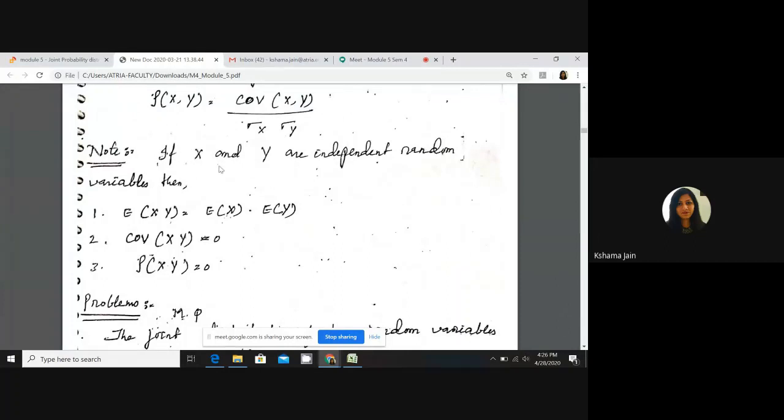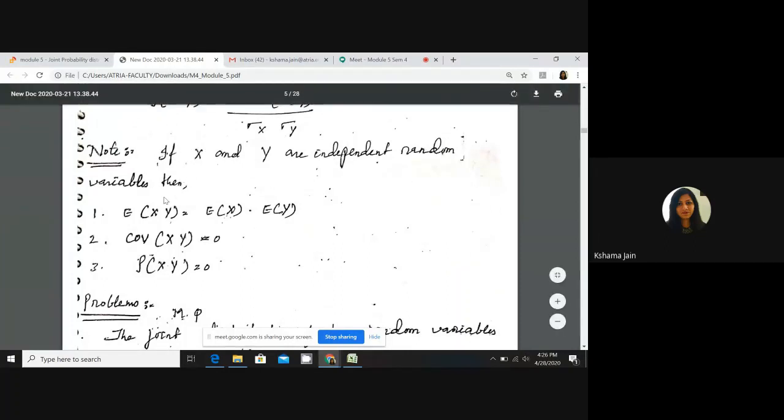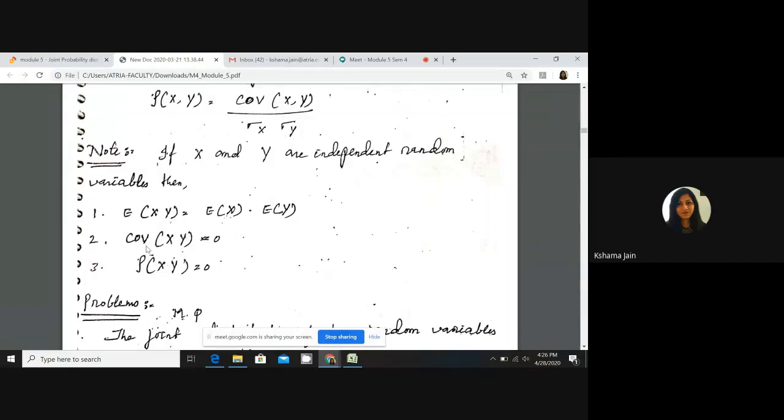Here they have given that if x and y are independent random variables, then, as I told you, independent means there is no dependency, and changing one variable will not affect the other variable. So obviously covariance will be 0. And the same for correlation, which we have already studied in the fourth module.